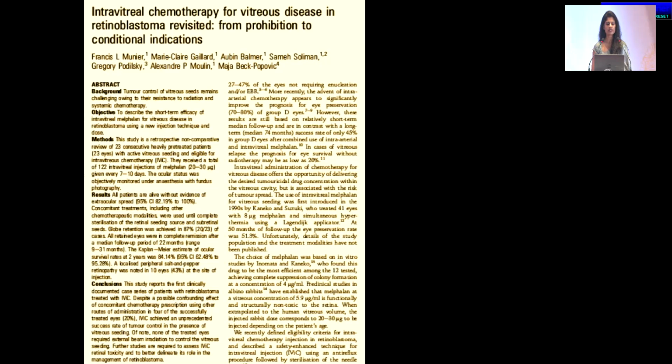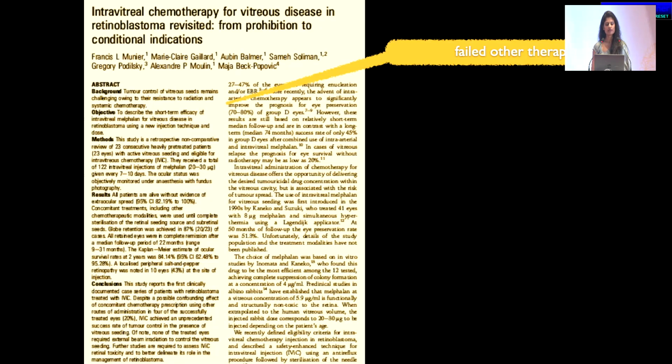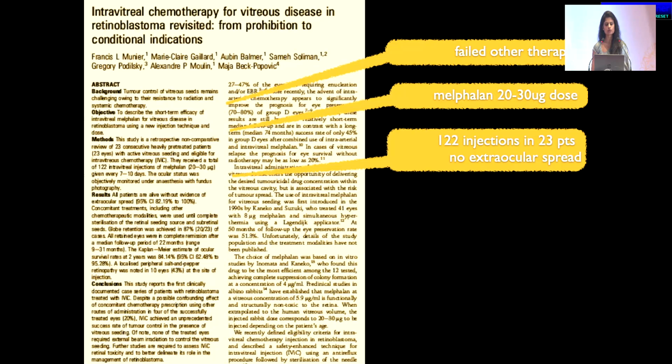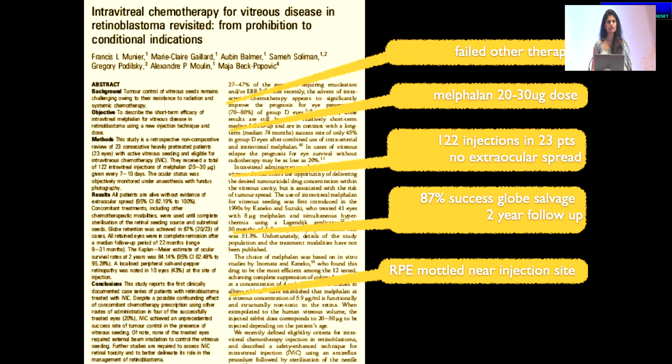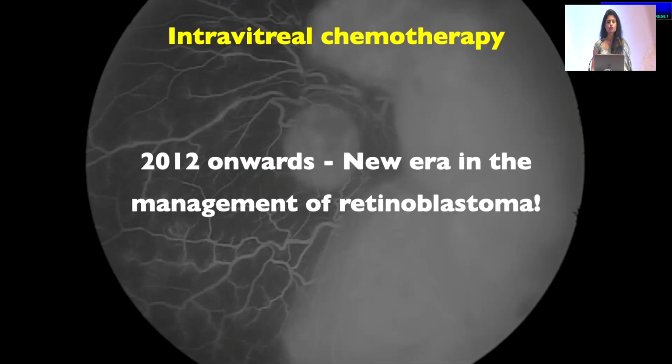I think this is the publication which changed our complete understanding about intravitreal chemotherapy. This study was published by Munier's group. They used melphalan at a dose of 20 to 30 microgram, and they studied the effect in 23 patients. The most important message that came out through this paper is that there was no extraocular spread of the tumor in any of the eyes, and they could achieve a globe salvage in 87% of the cases. So then started the era of intravitreal chemotherapy, the new era in the management of retinoblastoma post-2012.